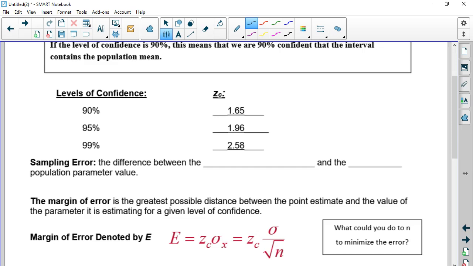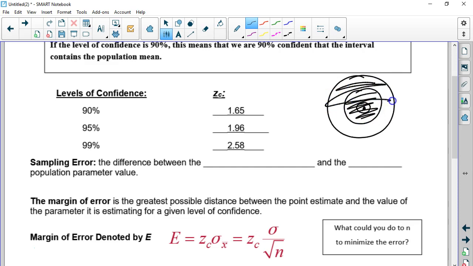What I'd like to talk about is, think about a dartboard. Okay? So, I may say that I am 90% sure of hitting the center here. But I have a 95% chance, I believe, of hitting the center or this first ring. And I'm pretty darn sure, 99%, I can hit the dartboard, just anywhere on the dartboard. Okay? So as my level of confidence increases, look what's happening to my z-score. They're getting bigger and bigger. So my margin of error is going to increase.